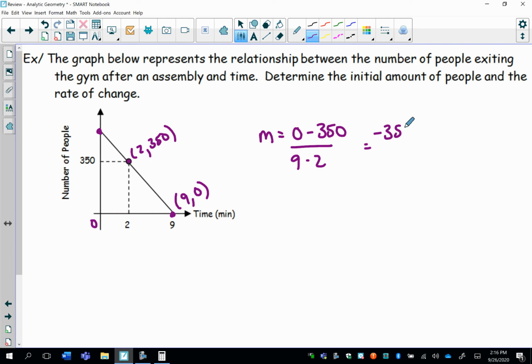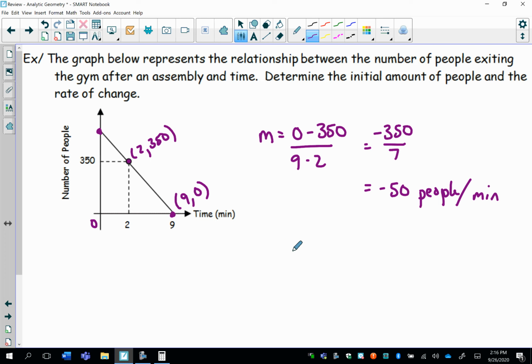It's negative 350 over 7, which is negative 50. Now really, these are people. It's going down, which makes sense, right? Negative means there's people leaving the gym. And this is what? Minutes? Okay, so we're going out at 50 people a minute.